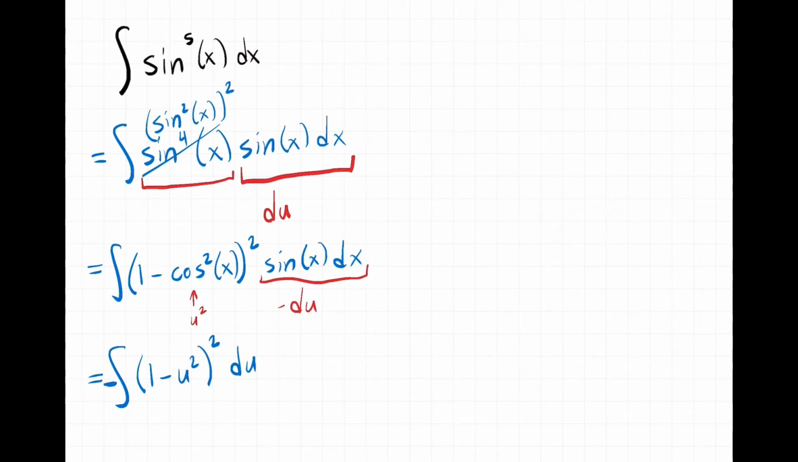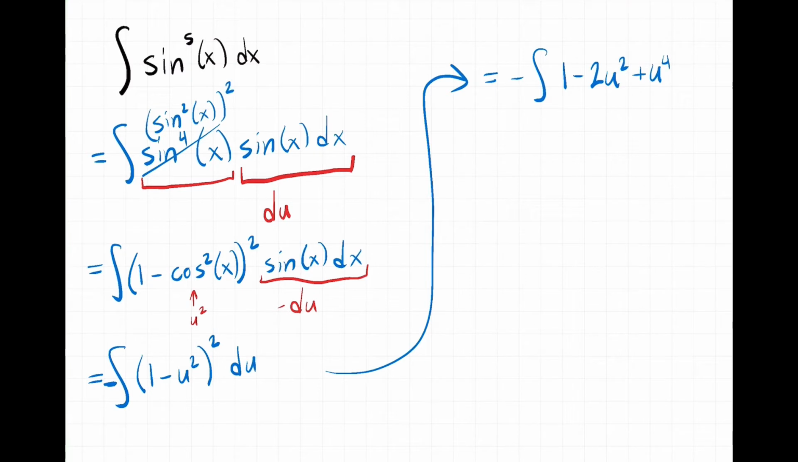Let's give ourselves a little bit more room to work here. I'll bring this right around here. In order to integrate this expression, we're going to need to start by squaring that 1 minus u squared. That will give us 1 minus 2u squared plus u to the fourth times du.